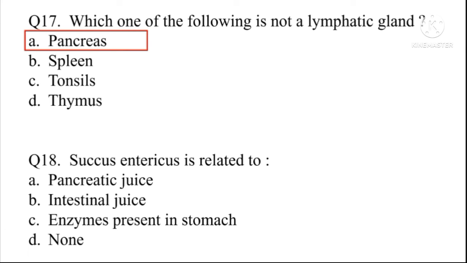Next question is, succus entericus is related to, options given are option A, pancreatic juice, option B, intestinal juice, option C, enzymes present in stomach, and option D is none. Succus entericus, this is the alkaline secretion which is produced by the glands present on the walls of small intestine. So succus entericus is related to intestinal juice. Okay, correct answer is option B.